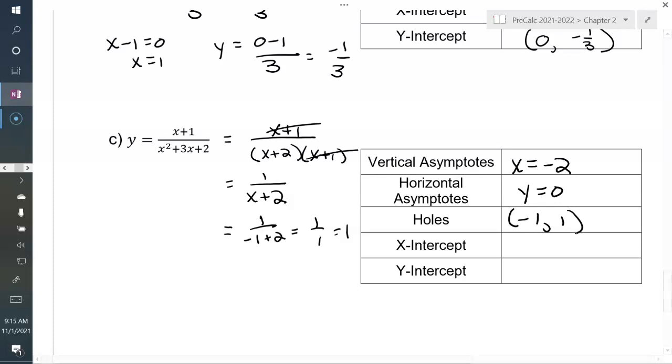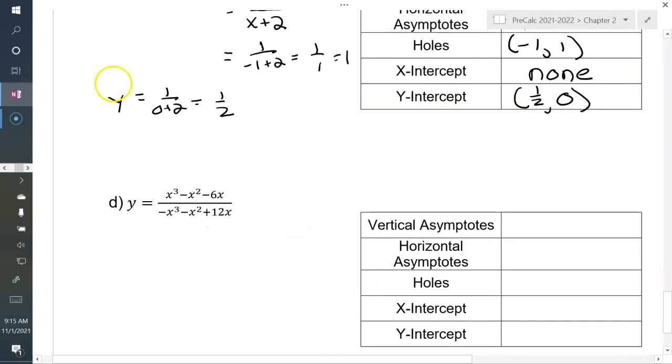X-intercept. Set your numerator equal to 0, but that cancels out because we have a hole there. So using our equivalent expression, 1 over x plus 2, that numerator is never going to equal 0. So we don't have an x-intercept. Y-intercept, just plug in 0 for your x's. So we have a y-intercept at 1/2, 0.